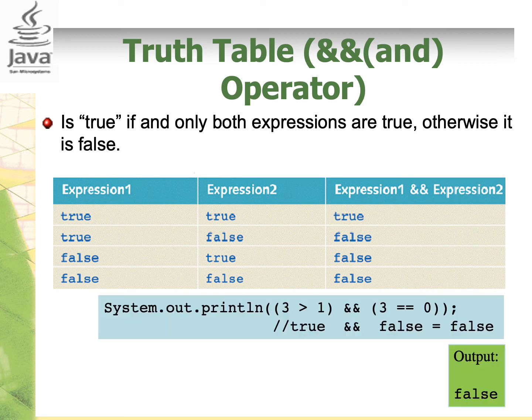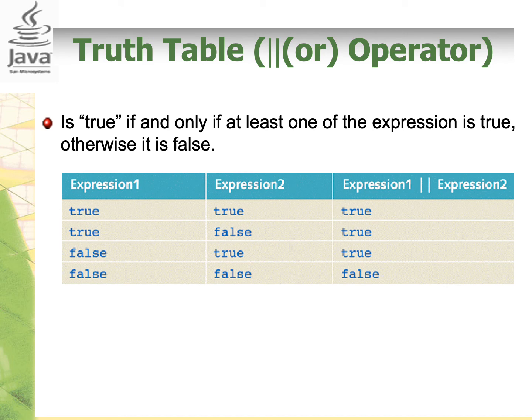A very simple example is by comparing two expressions of numbers. We wrote System.out.println and within it we have two expressions that use the relational operators. The first one is 3 larger than 1 and the second one is 3 equal to 0. So 3 larger than 1 will give us the value true. 3 equal to 0 is false. Using the AND operator, we are basically comparing true and false, which will give us false. When we run this code, false will be displayed as the output. You can try and use other values to check whether it displays true if both of your expressions contain true, or what happens when both are false.